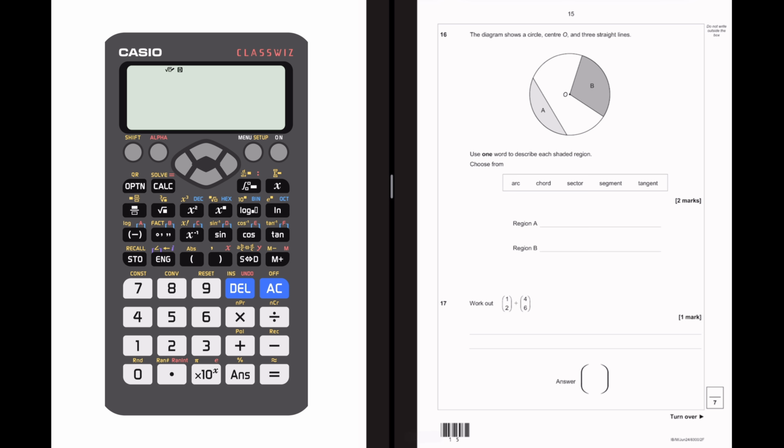Question 16 says the diagram shows a circle centre O and 3 straight lines. Use one word to describe each shaded region. So region A, this is a segment. And region B is a sector.